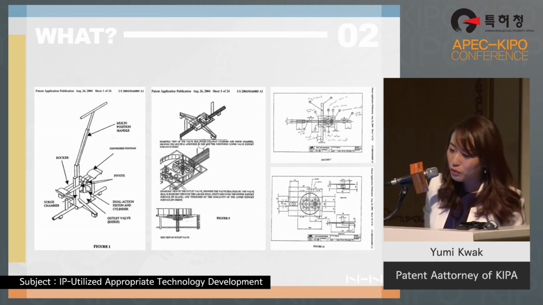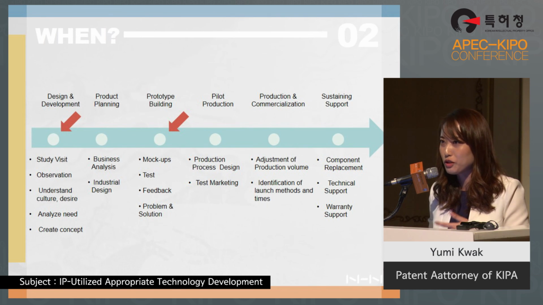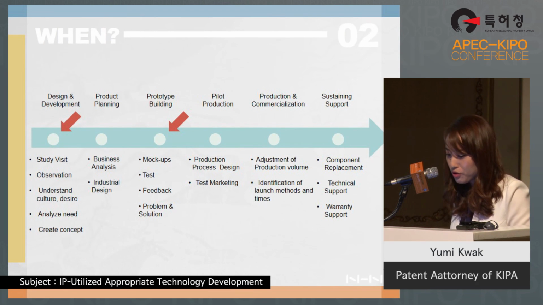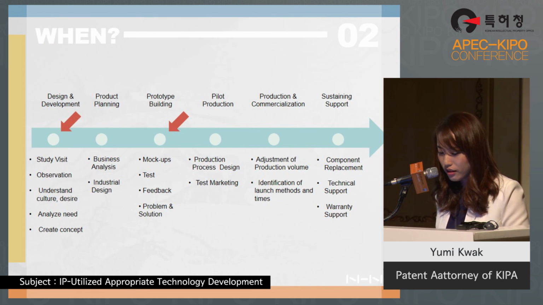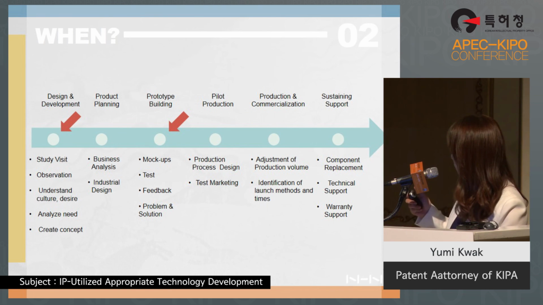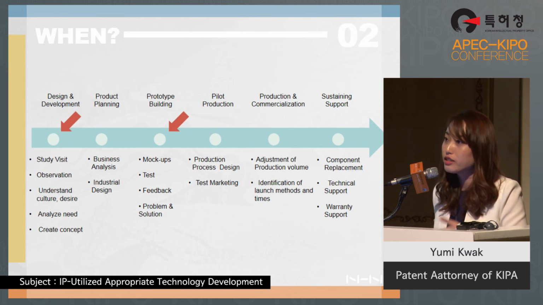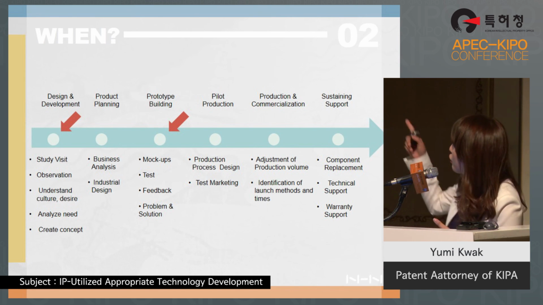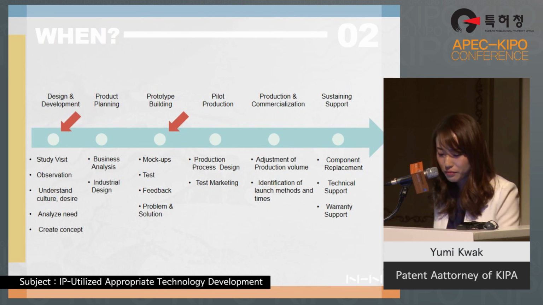And when can you utilize this patent information for development? This is the process of product development. At these steps, you utilize the patent information. At the design phase, any information obtained through patent searches can be used for creating concepts. And at the third phase, patent search can be used to solve specific problems.